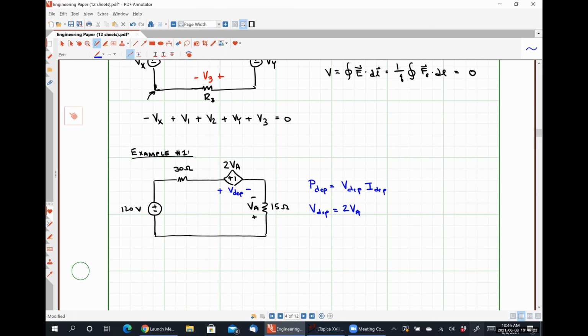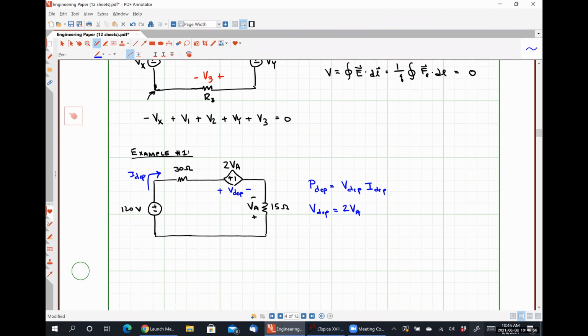Yeah, well, hopefully that part at least makes sense, okay? Now, because I am trying to find the power supplied by my dependent source, I am going to choose to make I dependent have a direction such that it is flowing into the positive polarity terminal. So I'm saying that I dependent is the current that's flowing around this loop.